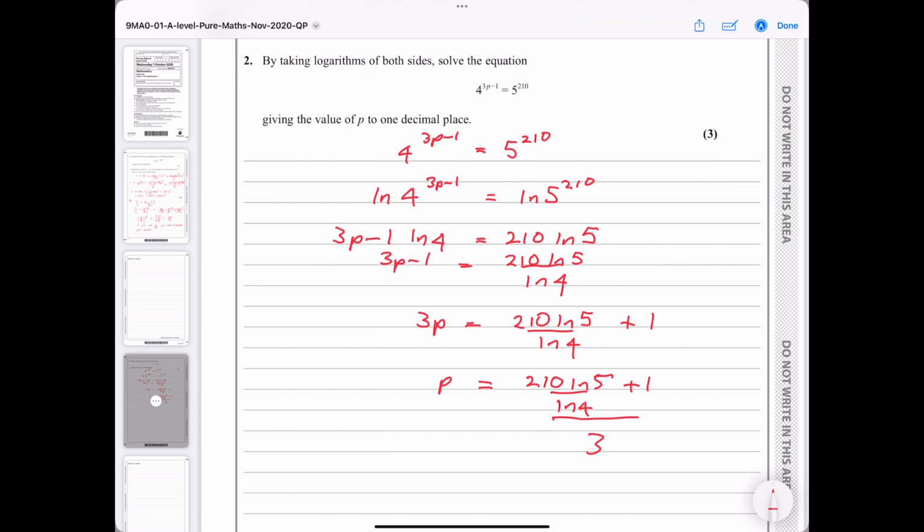Now, I think you can put this into your calculator if you're very careful. So we will do that, and we'll go 210 ln 5 over ln 4 plus 1 over 3 equals, and that equals, so that means p equals, to 1 decimal place, 81.6.